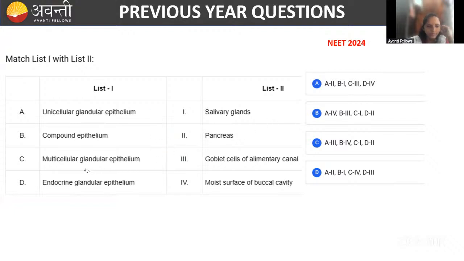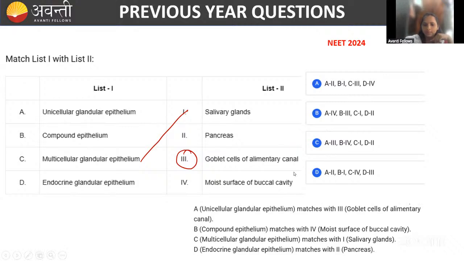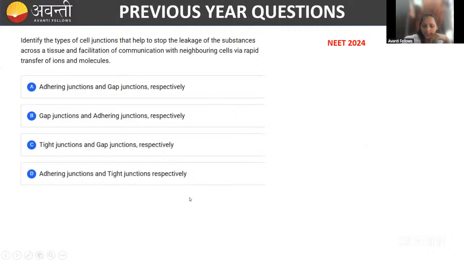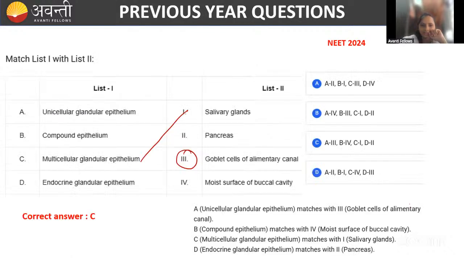Okay. Multicellular glandular epithelium is the salivary gland, no, guys. Sorry, yes, multicellular glandular epithelium is a salivary gland. Yes or no? Then unicellular glandular epithelium is nothing but the goblet cell. If you match only one also, you can get the answer, guys. You can answer the question. So that is nothing but option C.